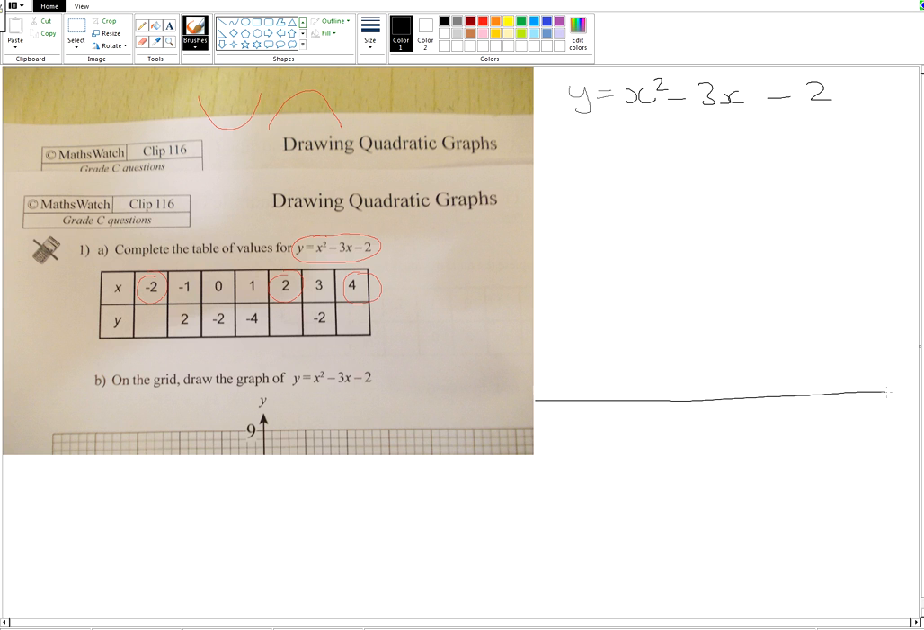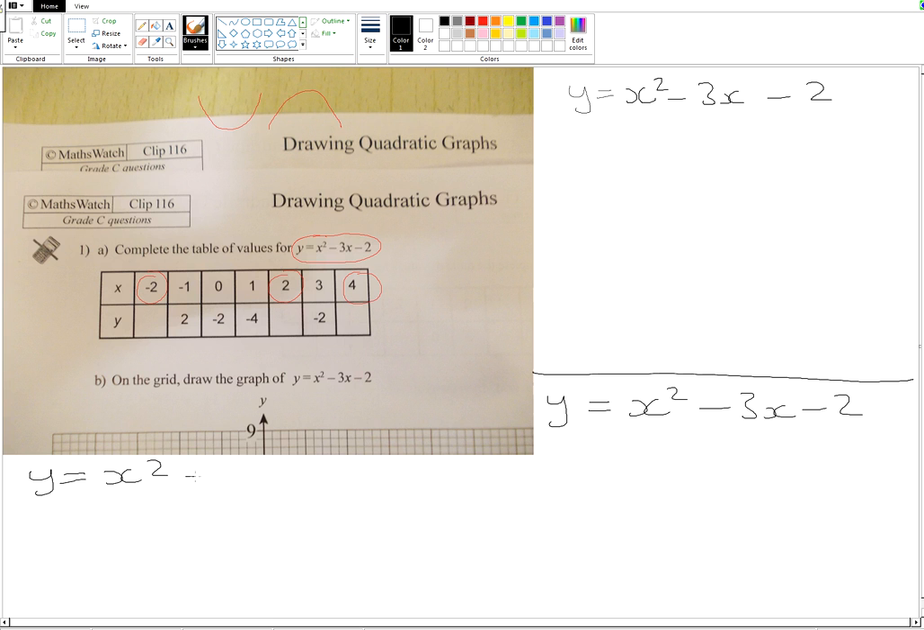Now let's do the same question again over here. Actually, that line's too low. Okay, let's do it here. So now here comes the second one. y is equal to x squared minus 3x minus 2. And here is the third one. So we've got three substitutions, and I'm just setting the scene for ourselves.